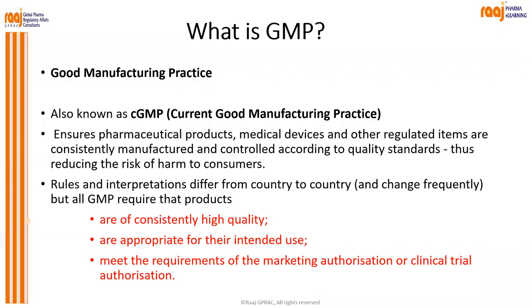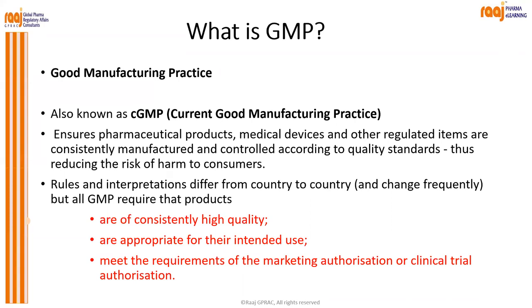Let us start with GMP first. GMP is the very popular good manufacturing practices, right, which ensures pharmaceutical products, medical devices, or other regulated items are consistently manufactured and controlled according to the quality standard, and thus reduces the risk of harm to the consumers. And the rules and interpretation differ from country to country. Why have I written country to country?